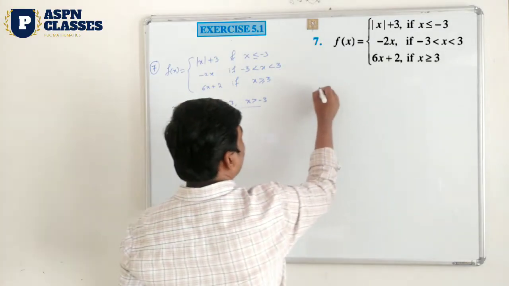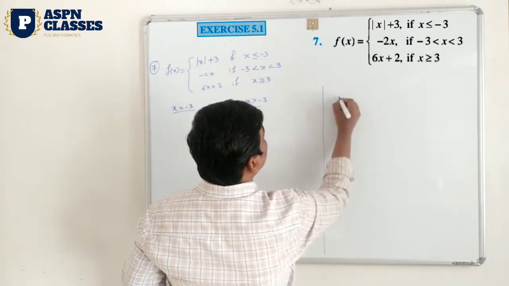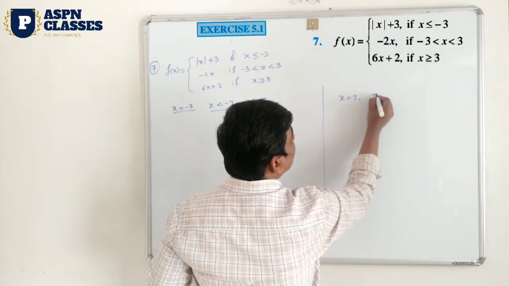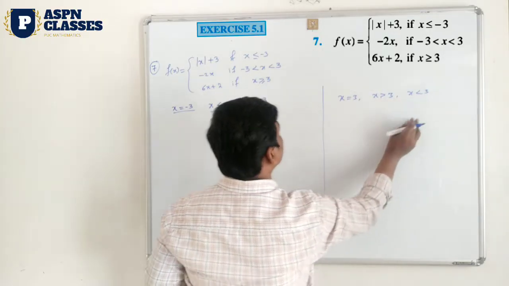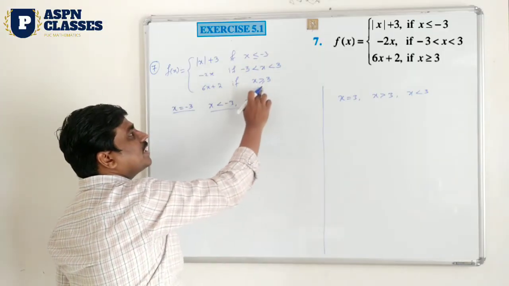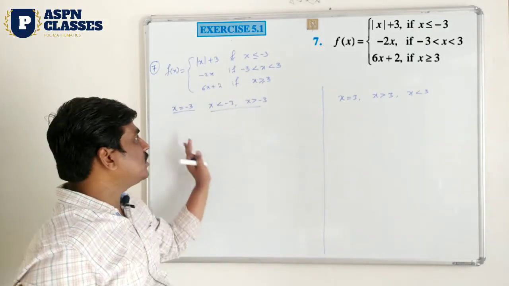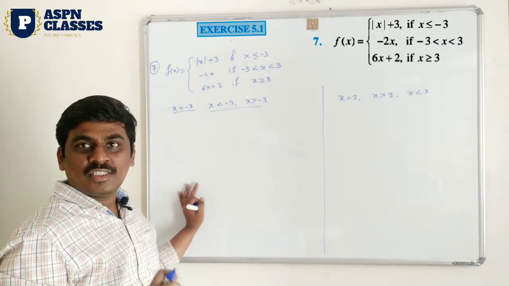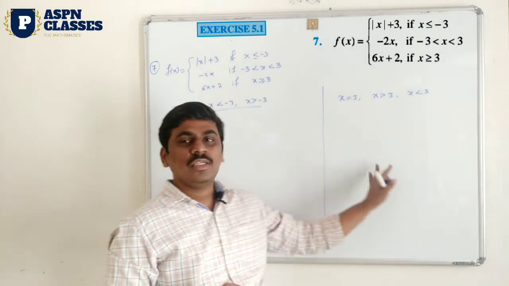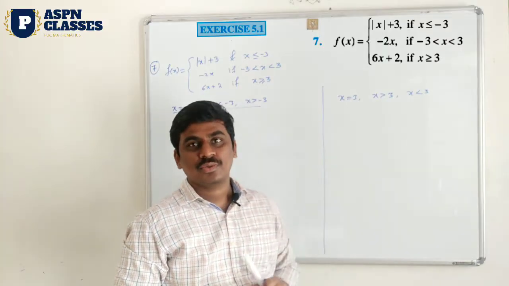Okay, so that point also you have to check. In this case x equal to 3 is also there, x greater than 3 is also there, and x less than 3 is also there. Here less than is also there, greater than also there, and the equals symbol. It means now you have to check whether at x equals minus 3 the function is continuous or not, and at x equal to 3. These 2 points you have to check.